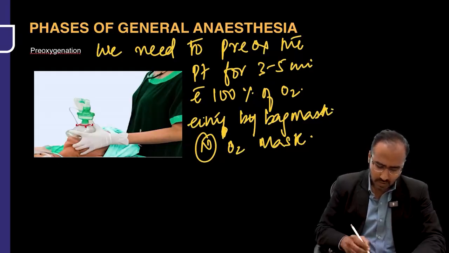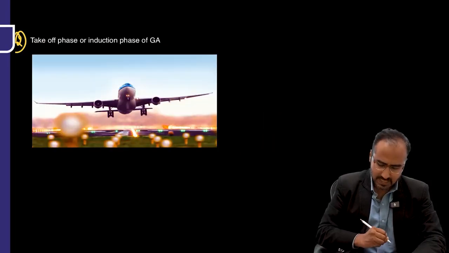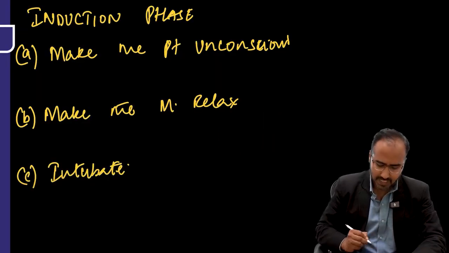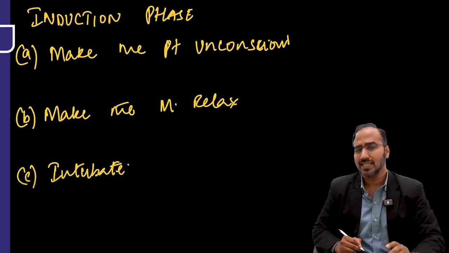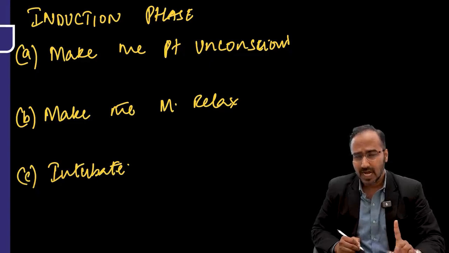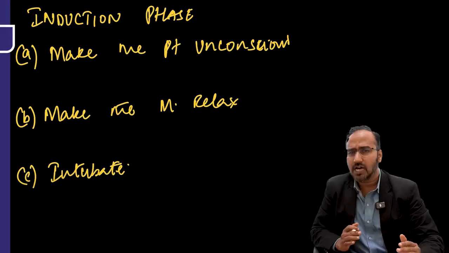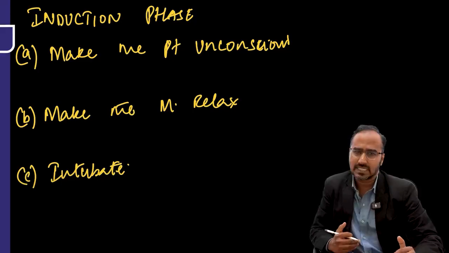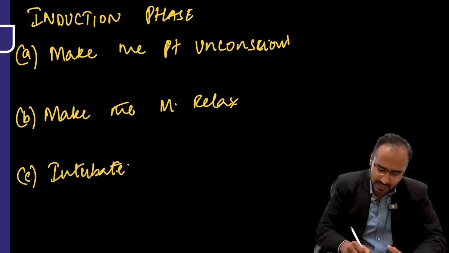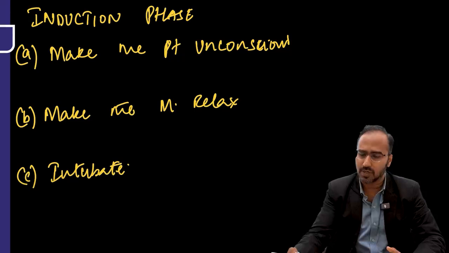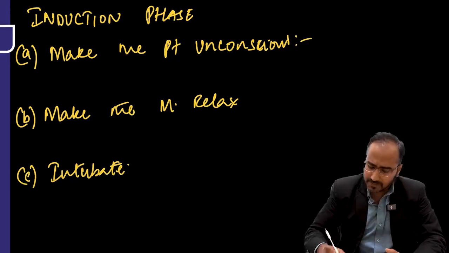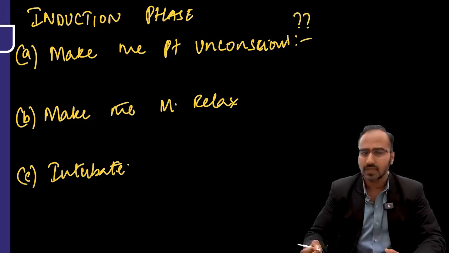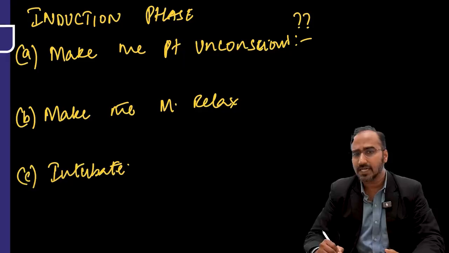So the first phase we have discussed is pre-oxygenation. The second phase is the induction phase. These are the 4 phases, guys. After pre-oxygenation, the induction phase. In the induction phase, now we will elaborate these 3 aims. The first aim was to make the patient unconscious. How will you make the patient unconscious?